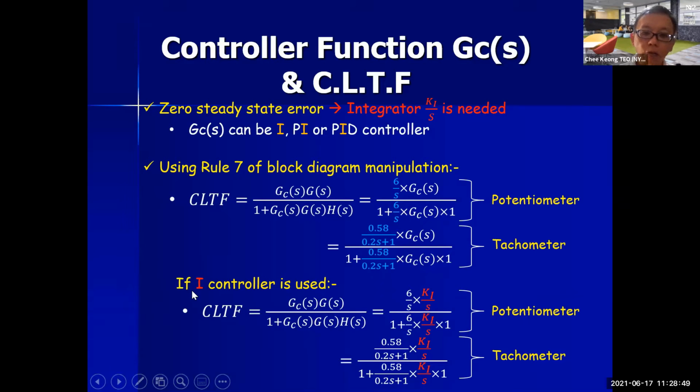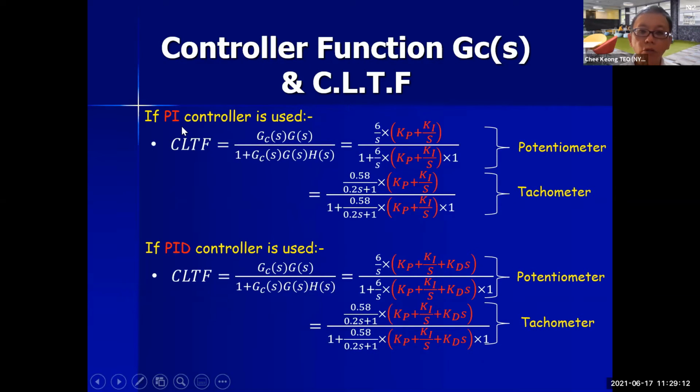Now, if you use an I controller, your GC, the controller transfer function, will be replaced by Ki over S, nothing else, because your Kp and Kd are not in. So you just replace the GC for the potentiometer and the tachometer respectively, and you get Ki over S, right? Now, if you choose a PI controller, then your expression for GC will be Kp plus Ki over S, because you have a P term and an I term. Kp plus Ki over S. The rest is the same.